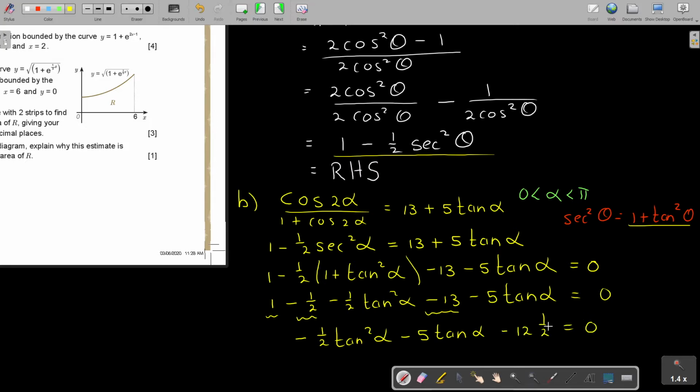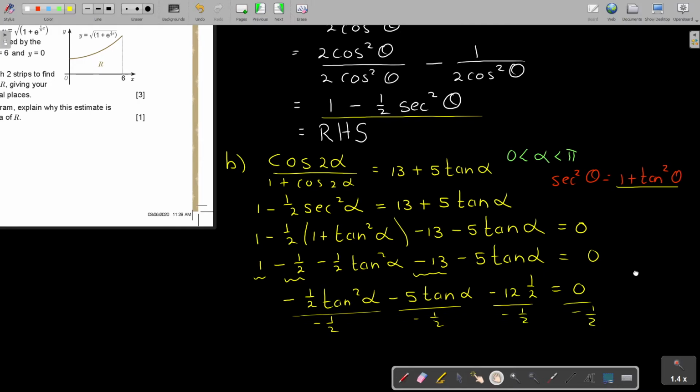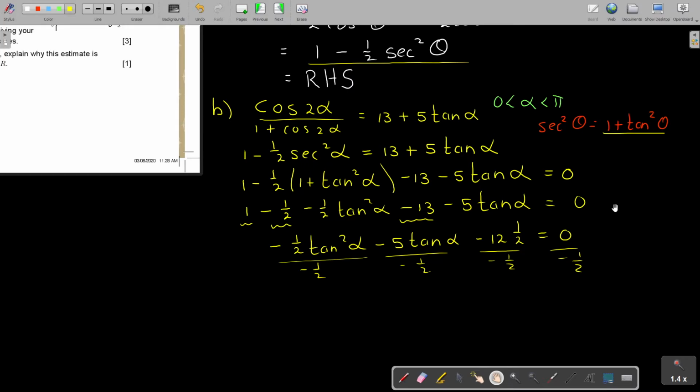And that's 0. Now, to simplify and get it positive here, you can just divide all the terms by negative a half, negative a half, negative a half, negative a half. By doing that, you are going to end up with tan squared alpha plus 10 tan alpha, and then plus 25. Oh, now I see the trinomial so clearly.